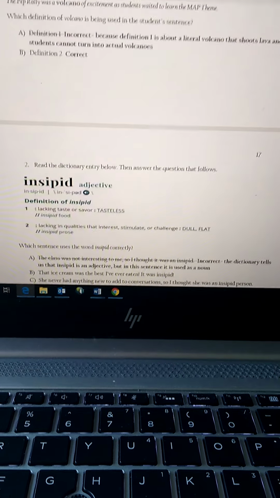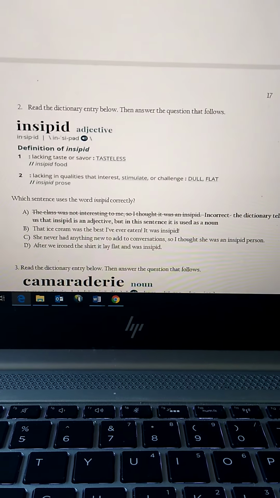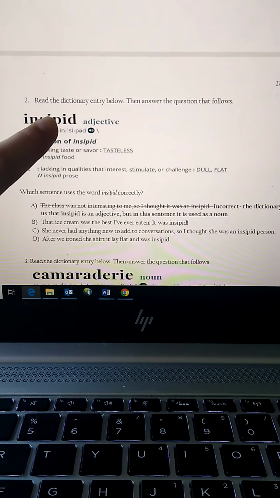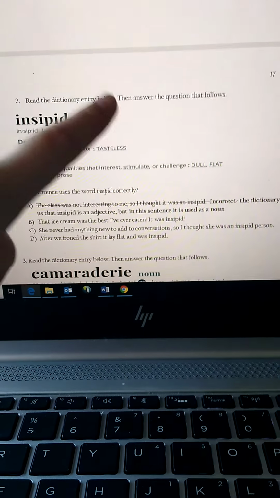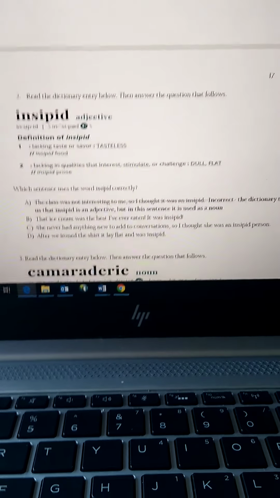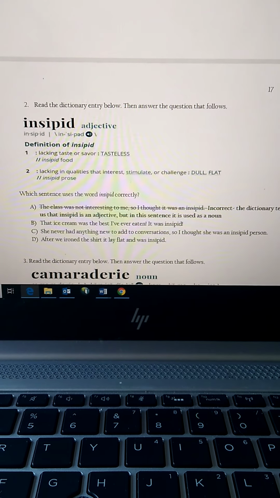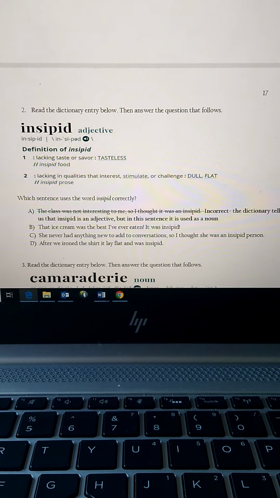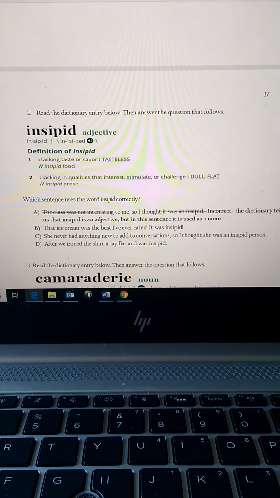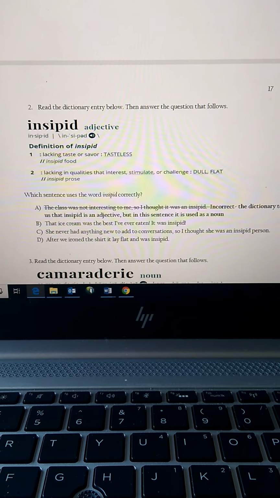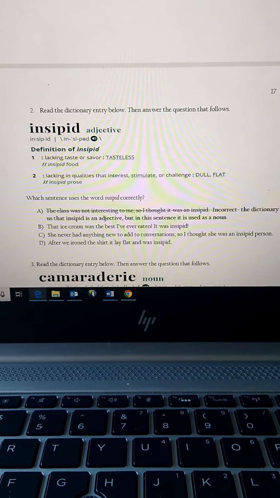All right, let's go down to our next question. Question 2. Read the dictionary entry below, then answer the question that follows. So we can see our dictionary word is insipid. I know how to pronounce it because right here it breaks down insipid. It's an adjective, which is a descriptive word. And the definition of insipid, number 1, is lacking taste or savor. So it's tasteless. The example is insipid food. Our definition number 2 is lacking in qualities that interest, stimulate, or challenge. Dull, flat. The example is insipid prose, which prose means like speech. So it would be like a boring or dull speech.